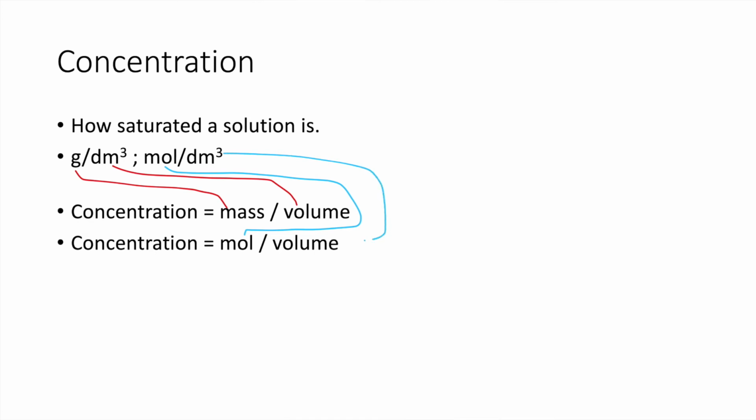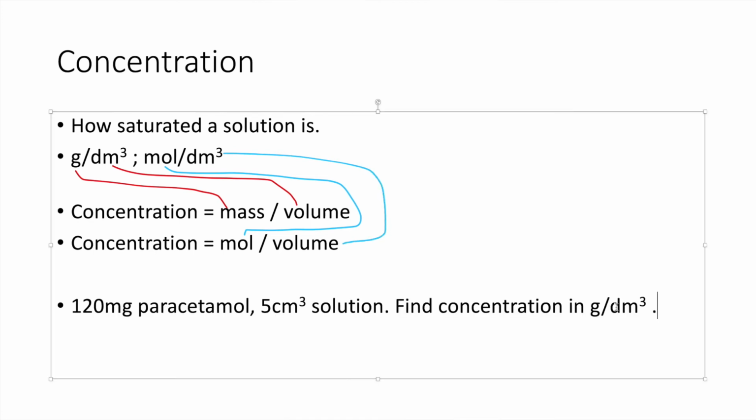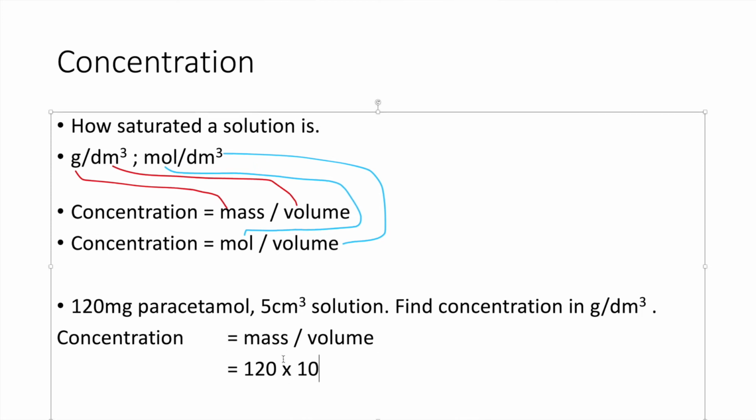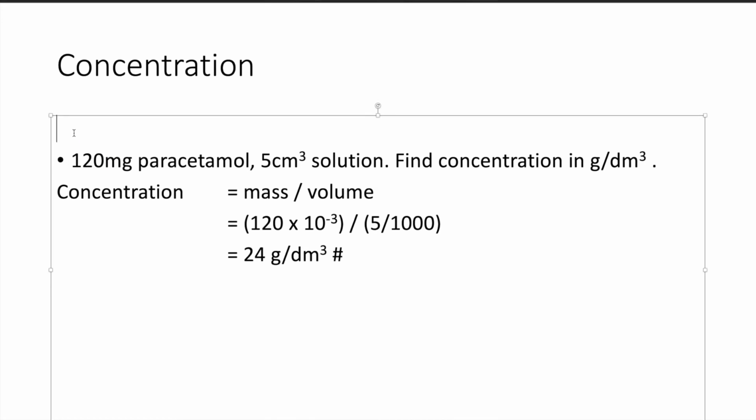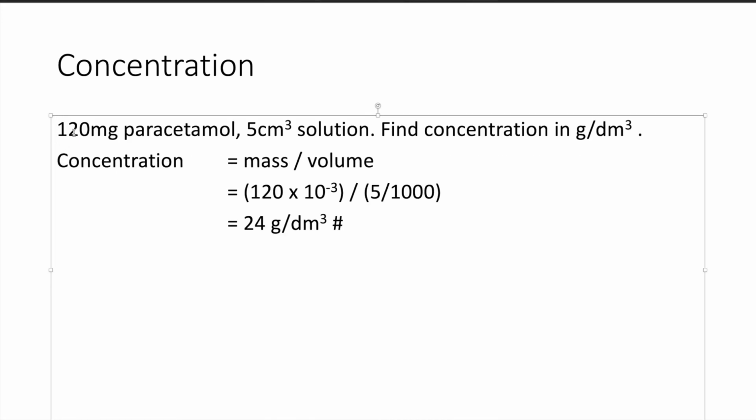Okay, we jump into some examples. Over here, 120 milligram of paracetamol in 5 cm³ of solution. In this unit, concentration is gram per dm³. So how do we do it? First we convert. The volume is in dm³, the concentration will be the gram, convert milligram to gram will be this, and then you just divide it, you get this answer.